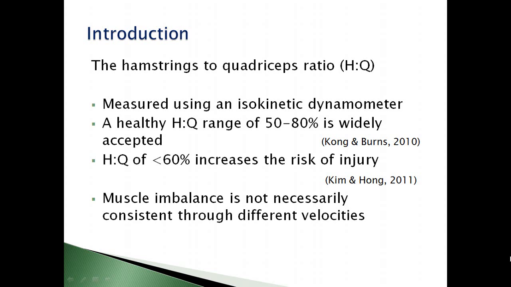It is often measured using an isokinetic dynamometer, and a healthy HQ range of 50 to 80% is widely accepted, with an HQ of less than 60% having been found to increase the risk of injury. It has also been found that muscle imbalance is not necessarily consistent through different velocities.